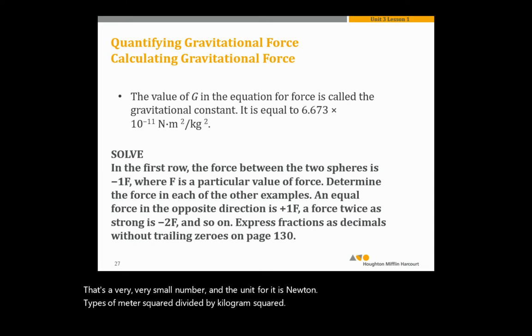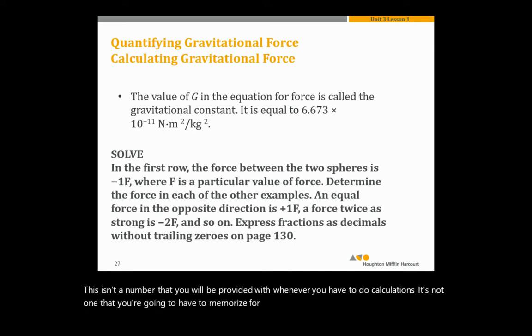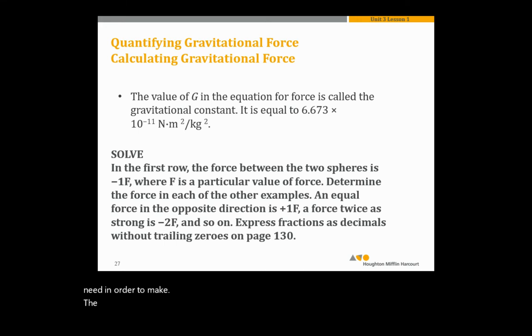Okay, this is a number that you will be provided with whenever you have to do calculations. It's not one that you're going to have to memorize for this class, but the value of G is 6.673 times 10 to the negative 11th newton meter squared per kilogram squared. A lot of times you see really crazy looking units for constants, because the crazy looking units are the units you need in order to make the other units cancel out.